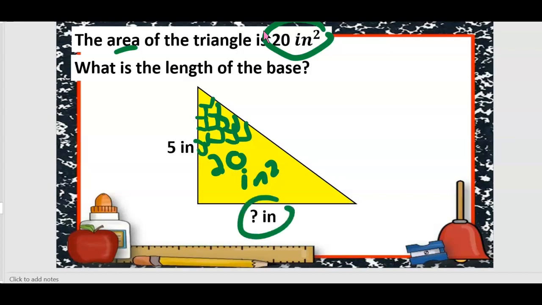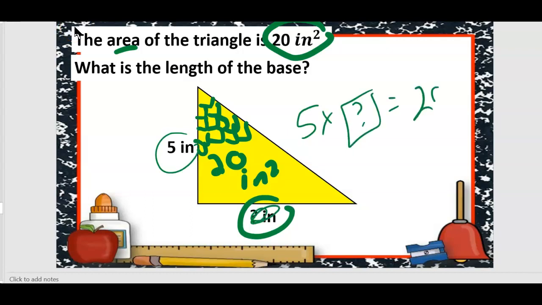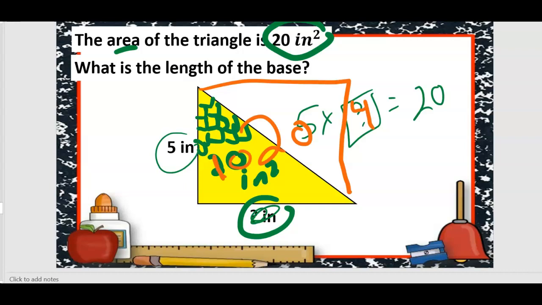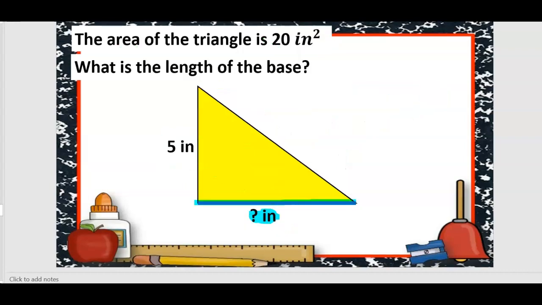So what this is going to be, you know what most people are going to do? This is the most common mistake. They go, oh, 5 times whatever this is, something, equals 20. And guess what they put? They put 4. But 4 is not the right answer. It's not, because 4 would be the right answer if the whole thing were 20. And this wouldn't be 20. This would be 10. So that doesn't work. So watch what does work.